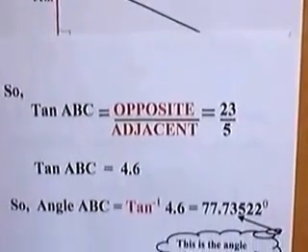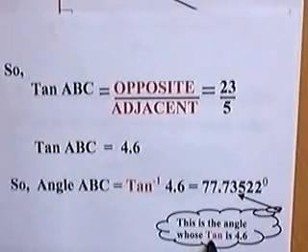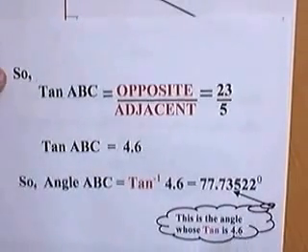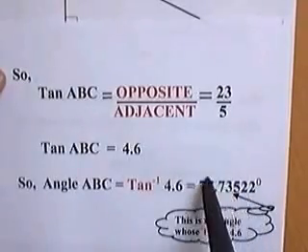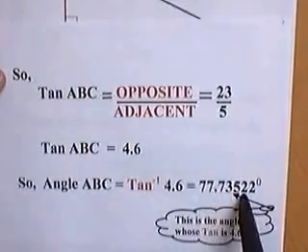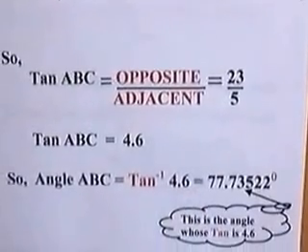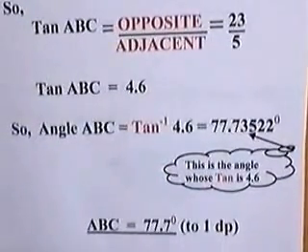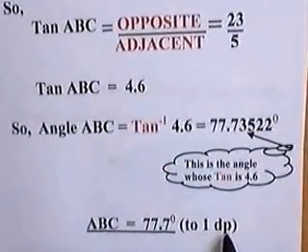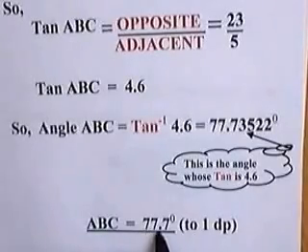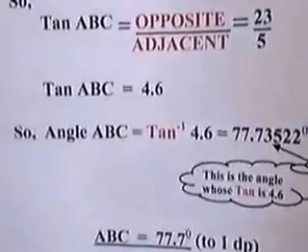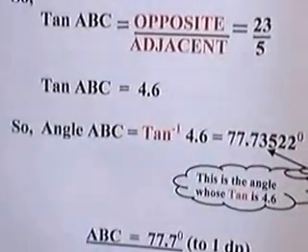Anyway, this 77.73522 degrees is the angle whose tan is 4.6. Just think of it like that. This is the angle, the tan of which is 4.6. And if you round that to the first decimal place, you get 77.7 degrees for the angle. Alright, now let's do another example.